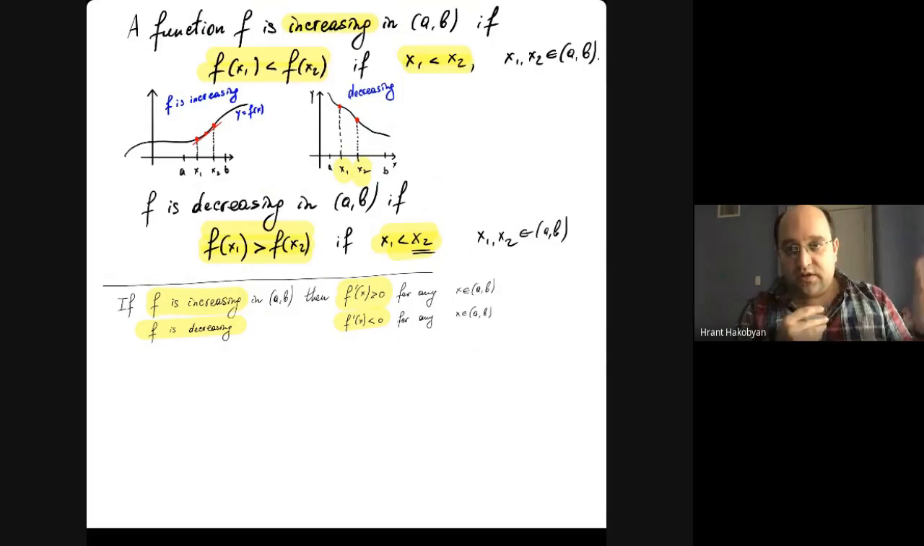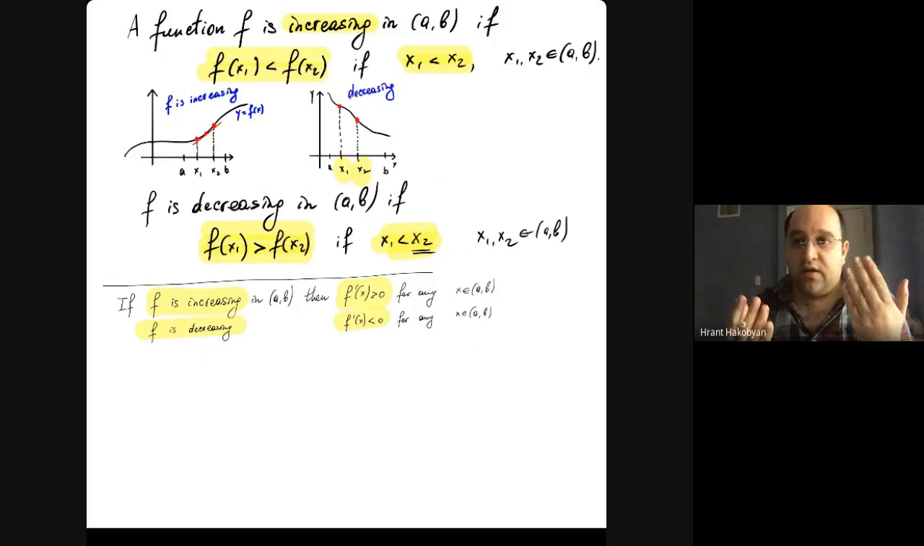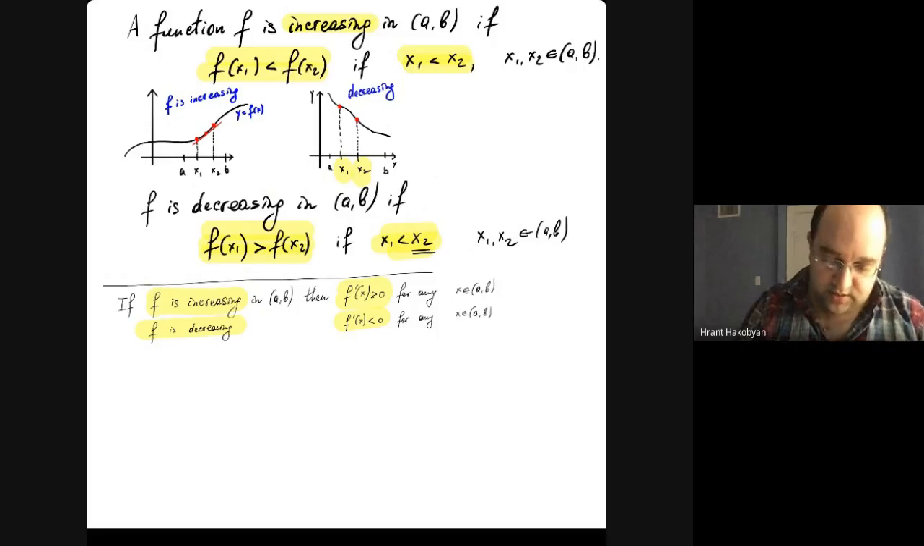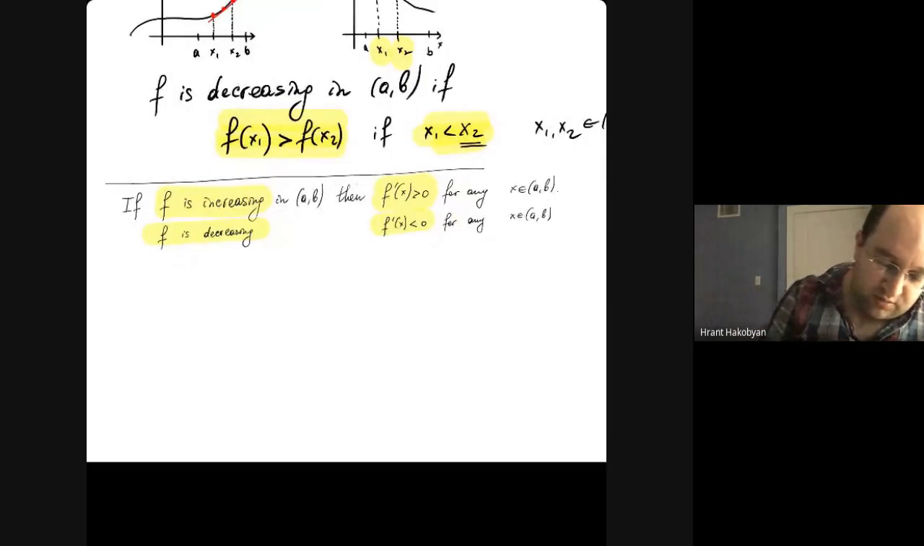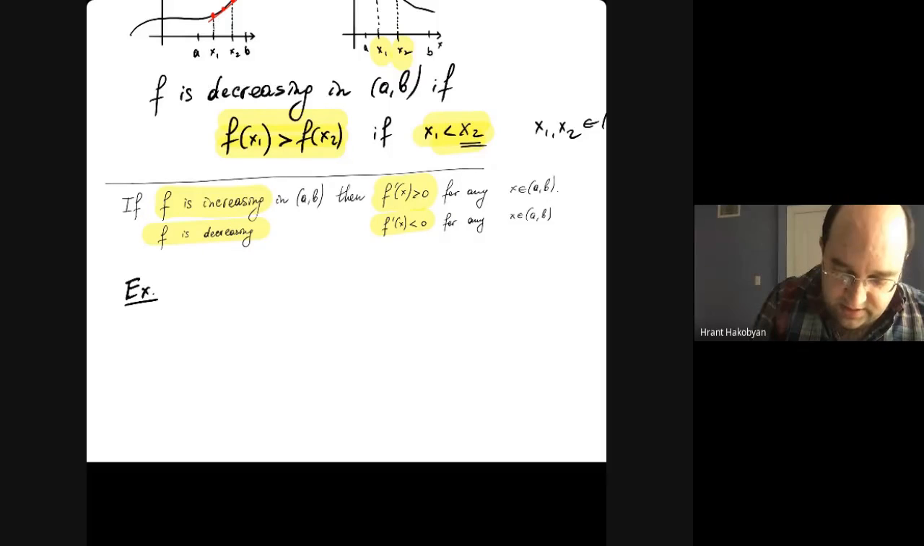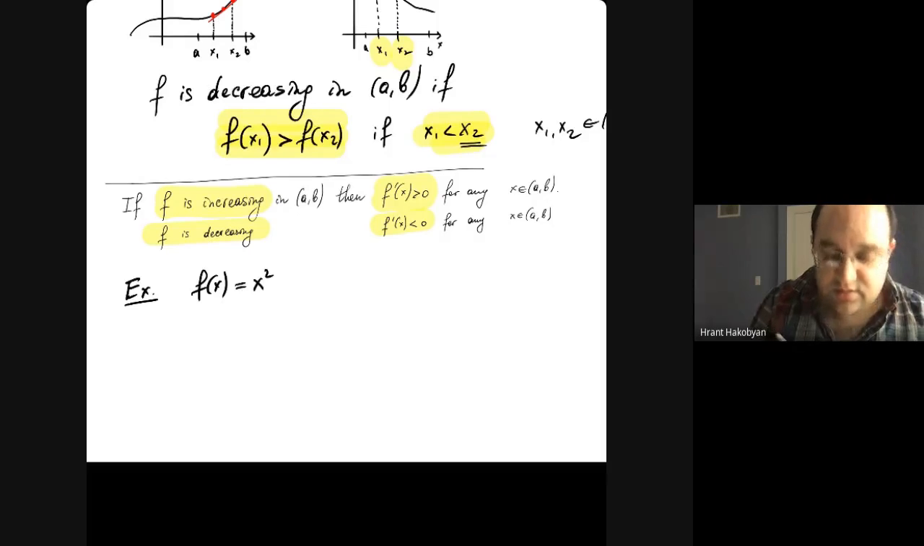So the important thing here is that f decreasing is equivalent to saying that the derivative is negative. Positive derivative is the same as saying f is increasing. Negative derivative is the same thing as f is decreasing. Okay, so let's take one example. Let's take f(x) to be x squared. So that's my example, f(x) equals x squared.